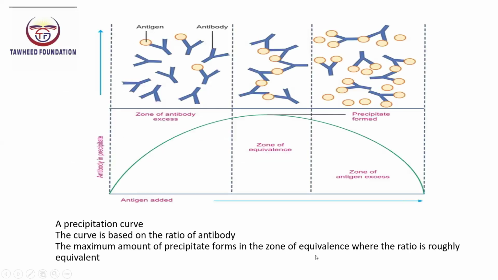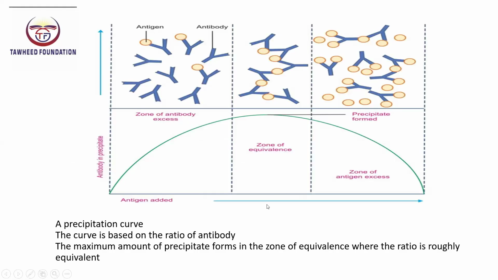Next is a precipitation curve diagram, this schematic representation. First, let's look at this diagram. It is called the precipitation curve or antigen antibody ratio curve. These graphs explain the relationship between the relative concentration of antigen and antibody and the amount of precipitate formed during a precipitation reaction.